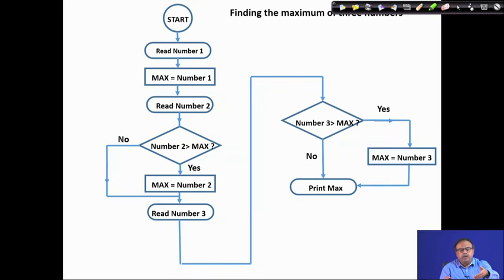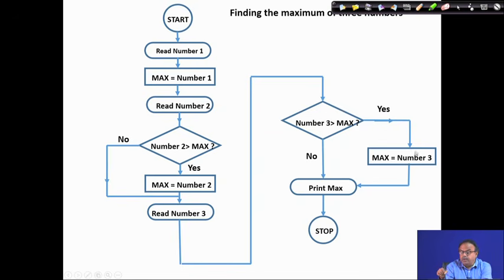Okay. Think of number 1 to be 5, number 2 to be 3 and number 3 to be 1. Sorry, this was 5. So, I read 5. Okay. Next, I read 3. Is 3 greater than 5? No. So, I kept 5 as the maximum. All right. I read number 3, that was 1. I compared, is it greater than the maximum which was 5? No. Then I print that 5, which is the maximum. But suppose number 3 was 7, so it is greater than 5.